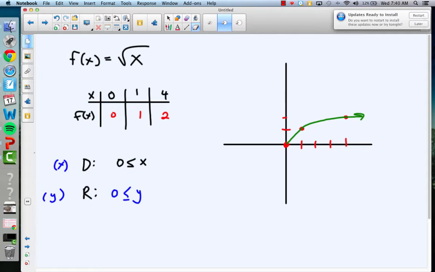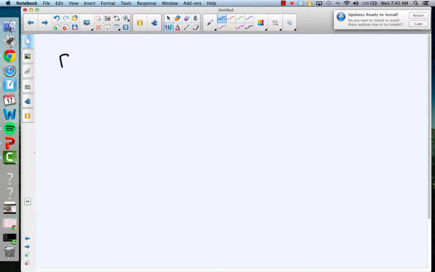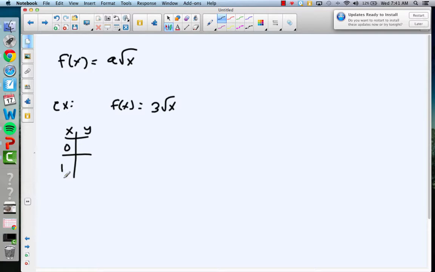So now let's look at some things that change this function. Let's look at the general case. If we have f of x equals a times the square root of x, what does this a do? Well, in general, this is telling us how it's stretched. So if I have the example f of x equals 3 times the square root of x, let's look at our table of x's and y's. If I plug in my same x's, 0, 1, and 4, let's see what happens.